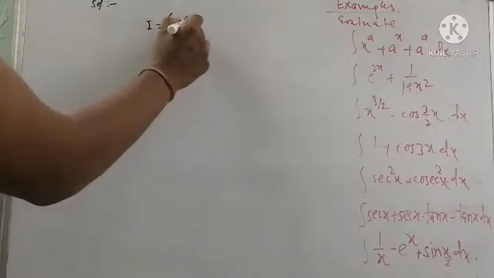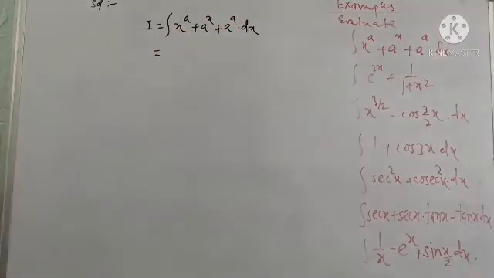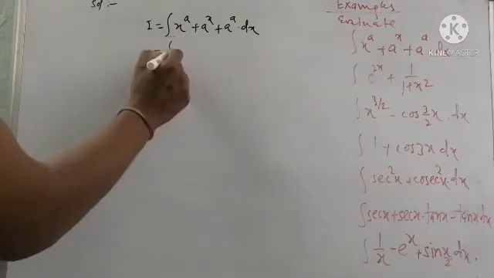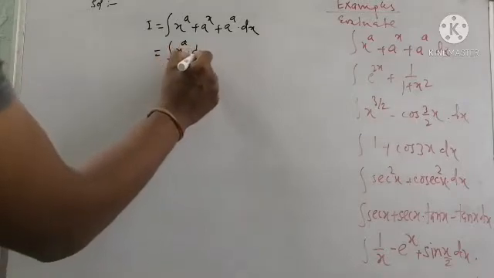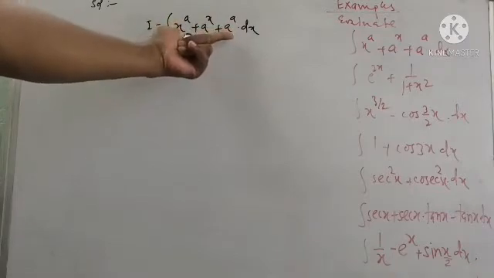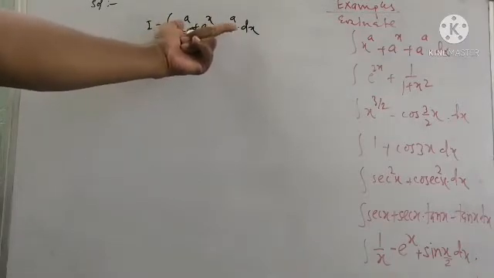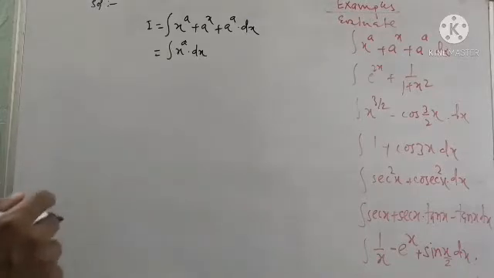Integration of x raised to a plus a raised to x plus a raised to a, into dx. As these are terms of x in addition, we use the rule of integration and take the integration of each term separately. The first term is x raised to a, so we operate the integration symbol and multiply this term with respect to dx. The addition is multiplied by dx, and we separate the integration of each term, taking the integration of each term multiplied by dx.